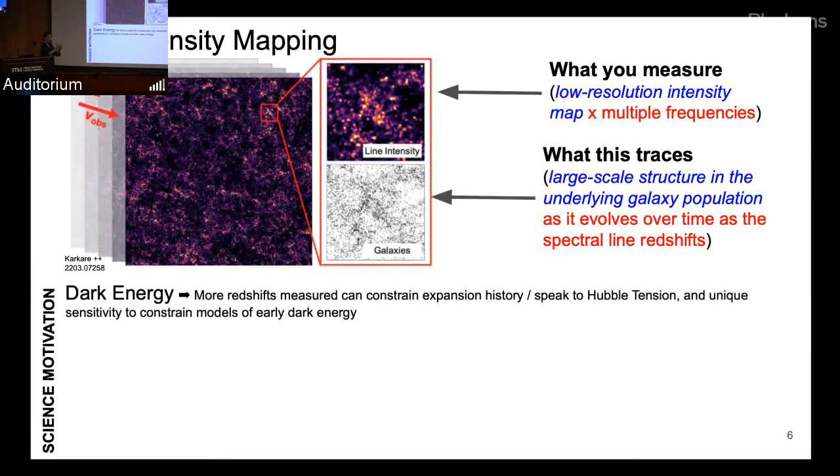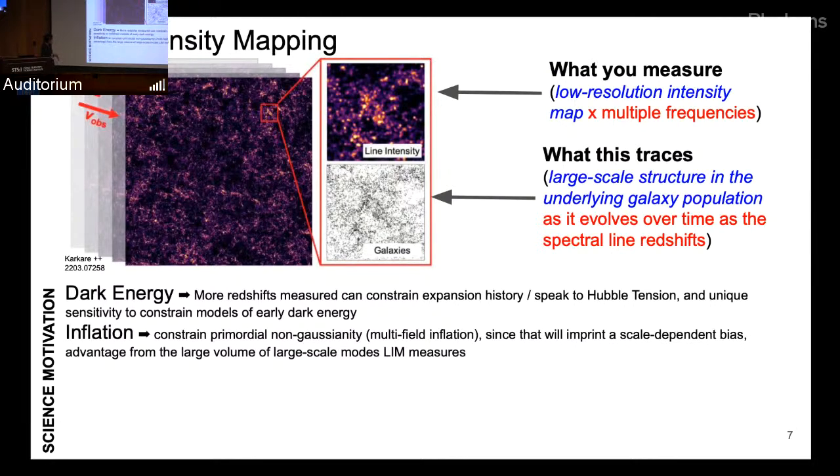So measuring all of these more redshifts than what we have explored right now can constrain the expansion history of our universe. We got this great introduction yesterday about the Hubble Tension, and hopefully this can speak to that. And this has the unique advantage to constrain models of early dark energy because you're probing the redshifts where early emergent dark energy would be really, really active and turning on.